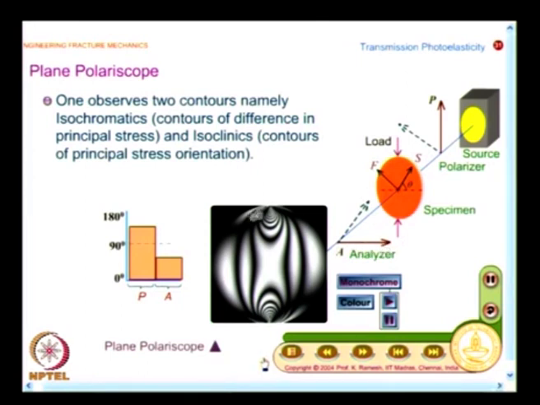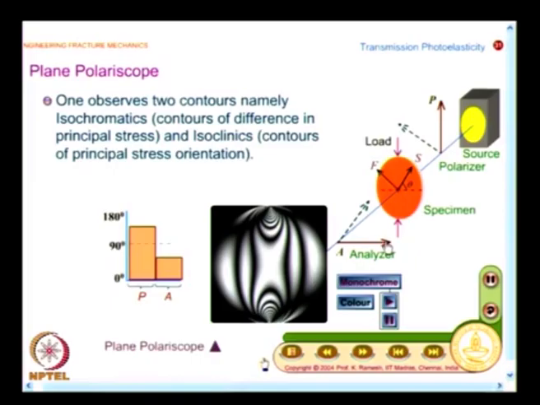And when you see the screen, you see two sets of fringe patterns. So, one observes two contours, namely isochromatics, which represent contours of difference in principal stresses, and isoclinics, which represent contours of principal stress orientation. And what we saw from a logical explanation is that when the model behaves like a full wave plate, the input polarized light is cut off by the analyzer, which is kept at 90 degrees to the polarizer axis.